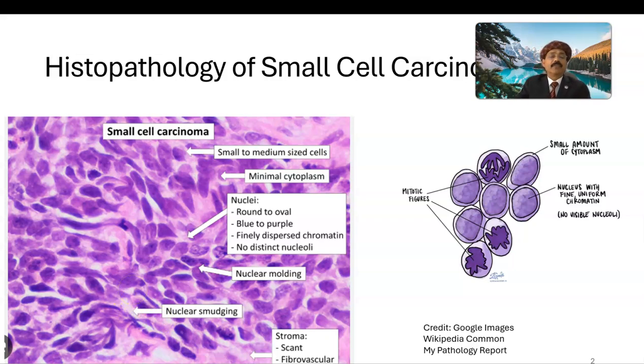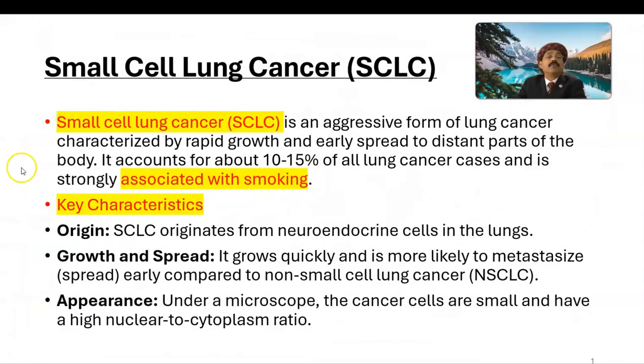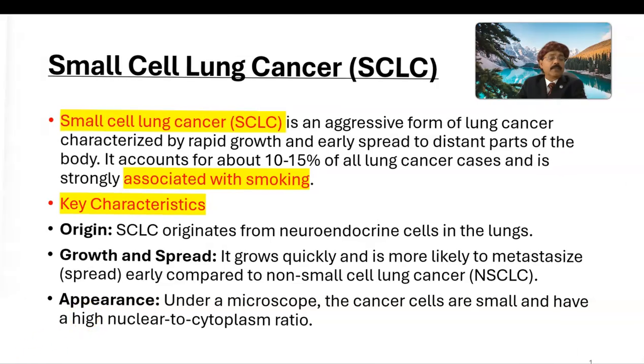The stroma of the cancer is scant and fibrovascular. If we go through the cytology of small cell lung carcinoma, we'll see a small amount of cytoplasm. Just this part is cytoplasm. This entire part is nucleus, with fine uniform chromatin and no visible nucleoli. And mitotic figures: it is a very rapidly growing tumor, so mitotic figures are also very high.